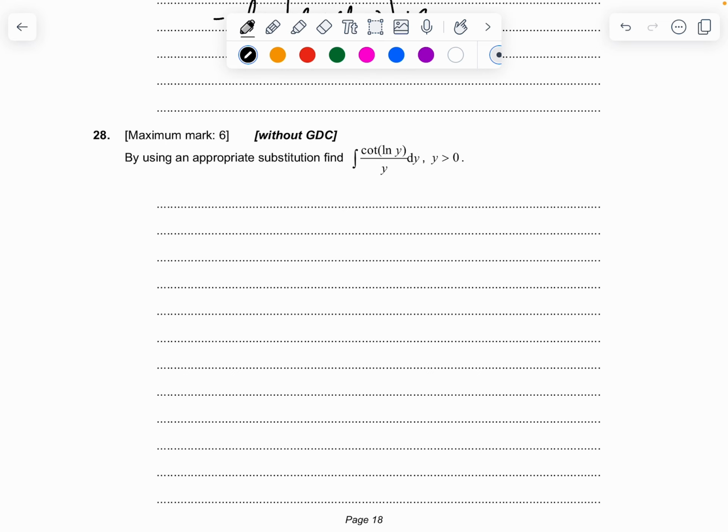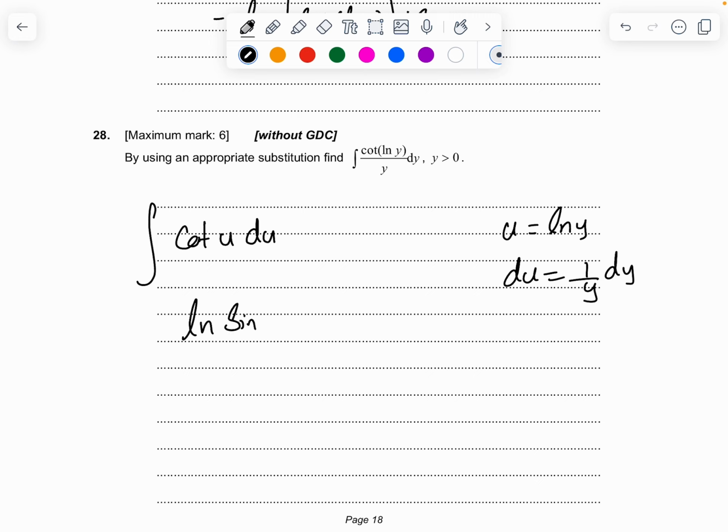By using an appropriate substitution, solve this one. In the same way, u equals ln y. So du equals 1 upon y dy. So it will become cot u du. Cot u is nothing but ln sin u plus c. Ln sin u. U is nothing but ln y, plus c.